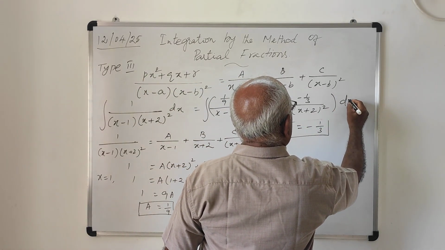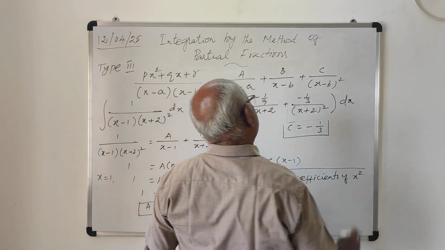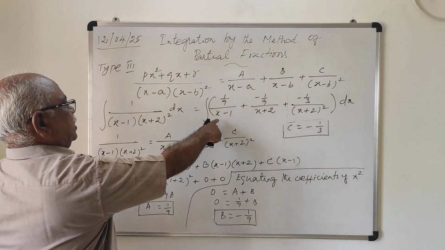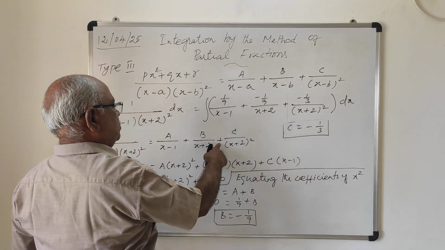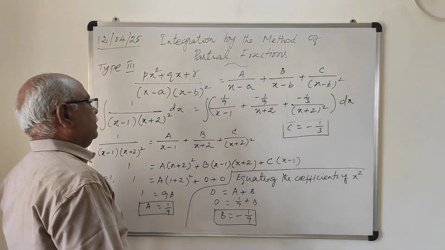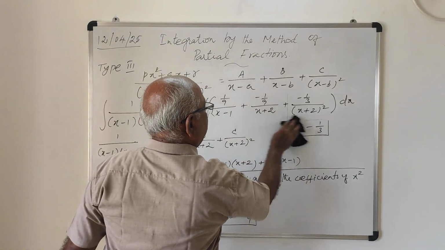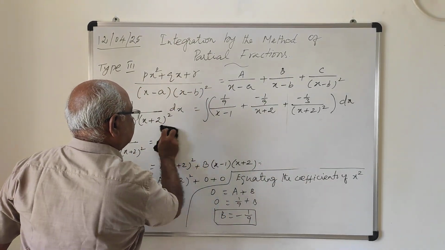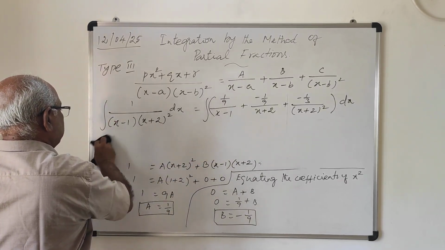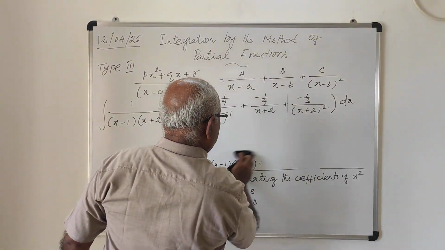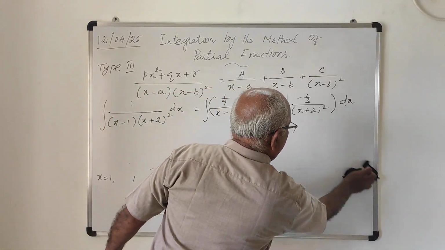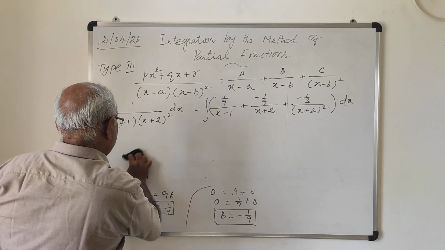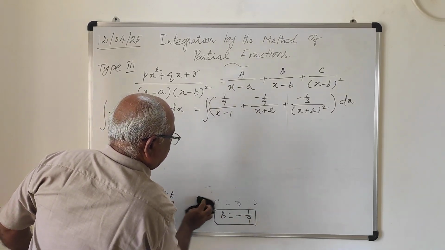So the problem, after finding the values A, B and C, can be split into partial fractions like that: A by x minus 1 plus B by x plus 2 plus C by x plus 2 the whole square. Now we can integrate it term by term, we will get the answer. For that, listen, we can split this into 3 integrals now. The single integral given is now split into 3 integrals.